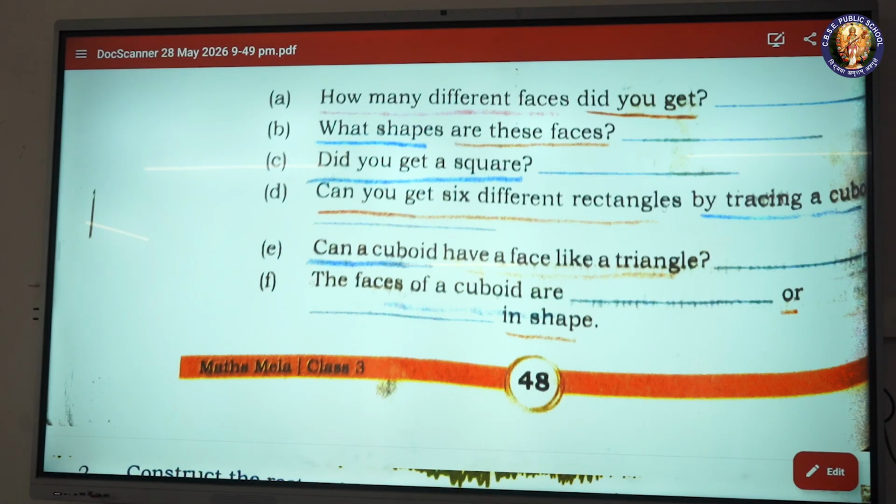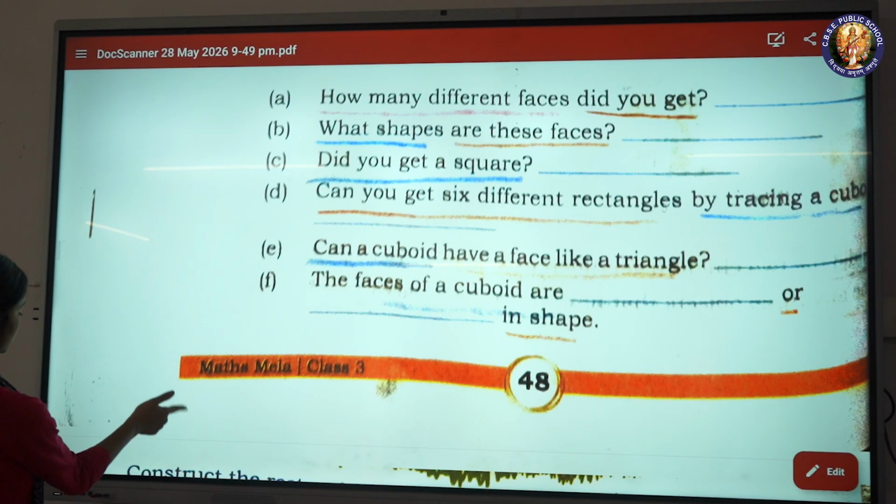D. Can you get 6 different rectangles by tracing a cube? E. Can a cuboid have a face like a triangle? F. The faces of a cuboid are in shape.